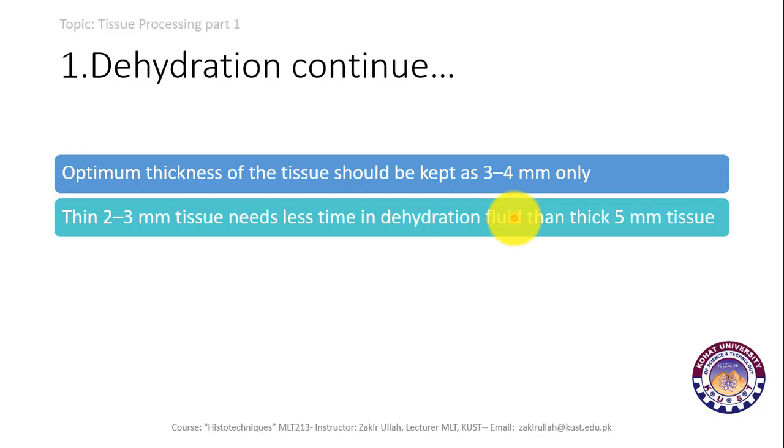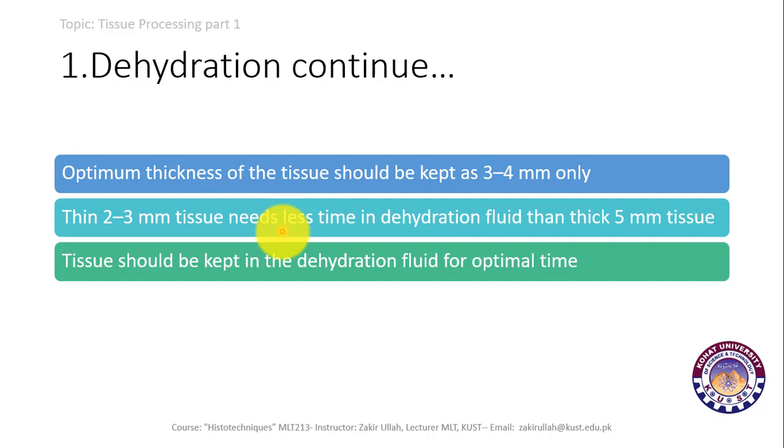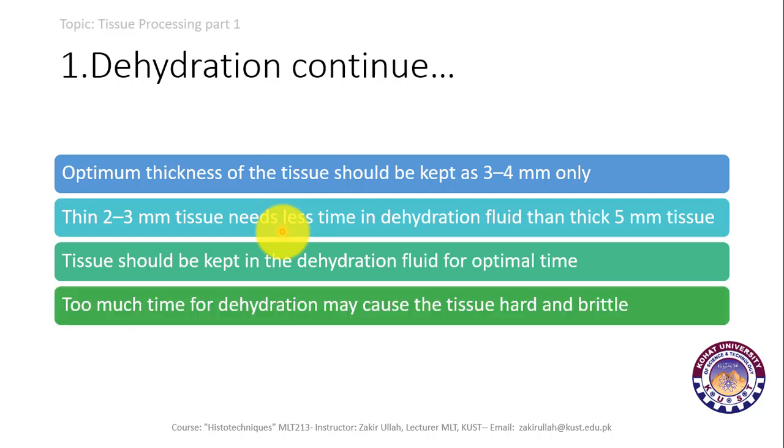Thin tissues having a size of 2 to 3 millimeters need less time in dehydration, and tissues which are thicker than 5 mm need more time than the smaller ones. So it should be noted that the tissues should be kept for an optimum time, and it depends on the type of the tissue and the size of the tissue, in the dehydrating agents.